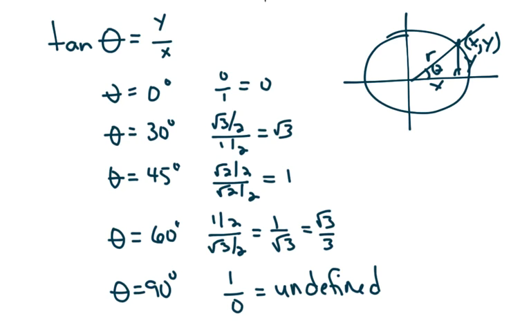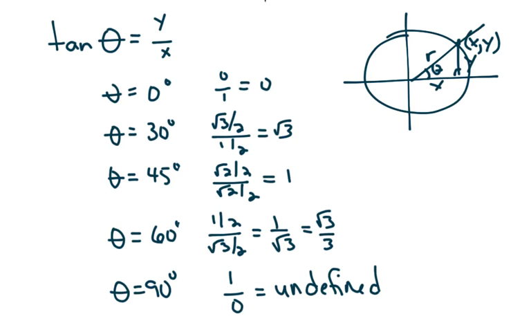So for the angles from 0 to 90, and the only reason I'm doing 0 to 90 is because I've already mentioned that the rest of the angles in quadrants 2, 3, and 4 will have the same answers, but they will be either positive or negative depending on what quadrant they're in. So for the tangent of 0, if you do y over r, the ordered pair would give you 0 over 1, which is 0.